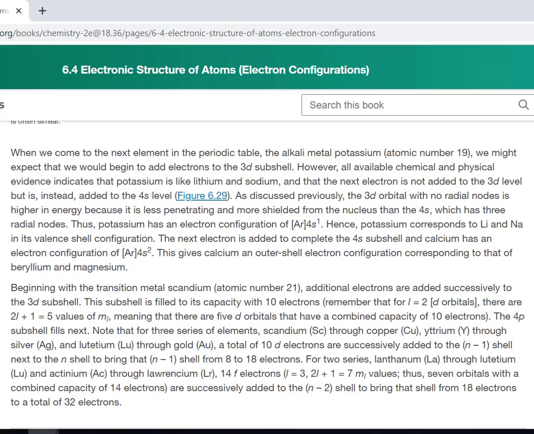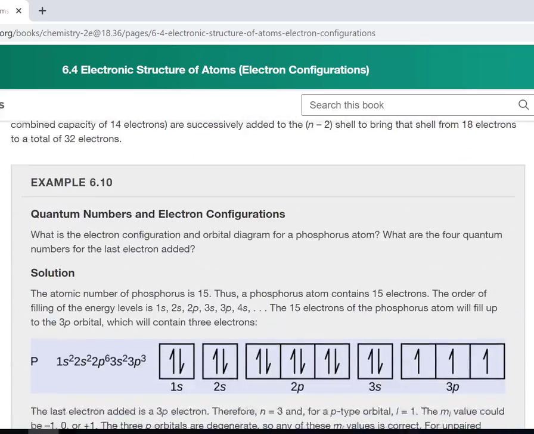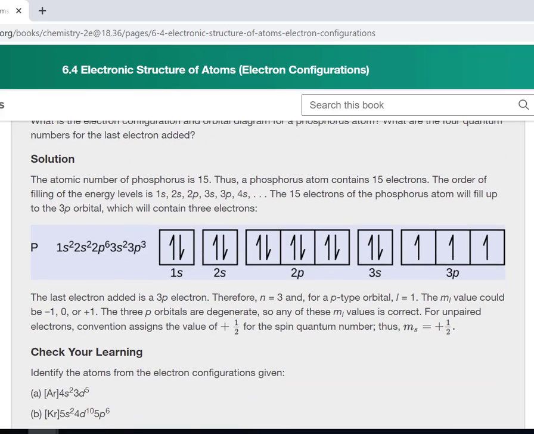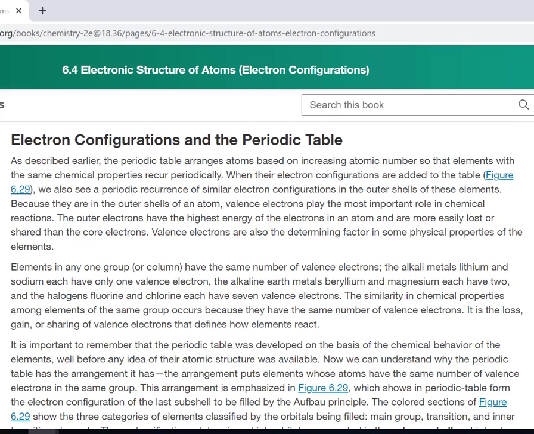So this is talking a bit more about adding the electrons. Again, we're going to skip over the details of the quantum numbers like L and M sub L. So don't worry too much about that for now. You can do this without having that information. And there's some examples here if you wanted a few more examples.